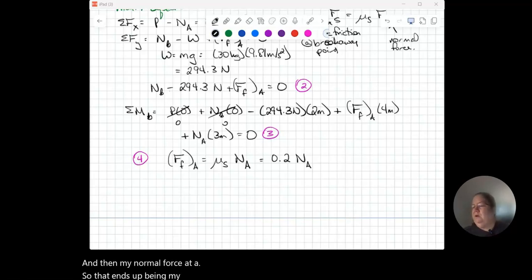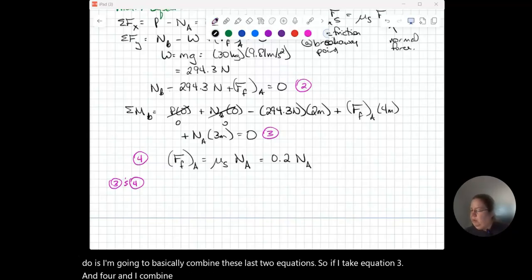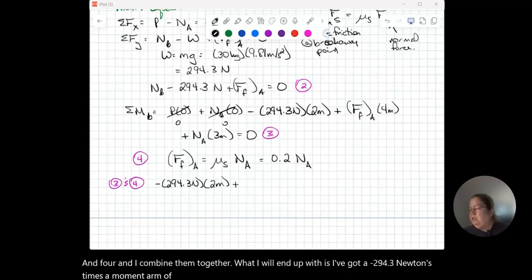So when I go through to solve this, what I'm going to do is basically combine these last two equations. If I take equation 3 and 4 and combine them together, what I will end up with is negative 294.3 newtons times a moment arm of 2 meters, plus my friction force. This is where I want to do the substitution.